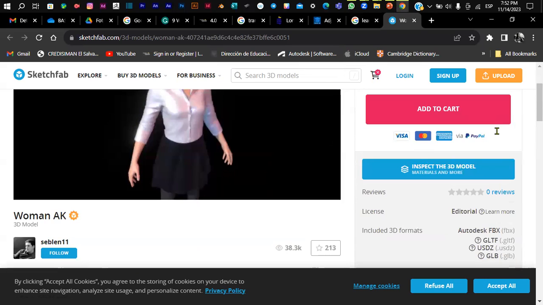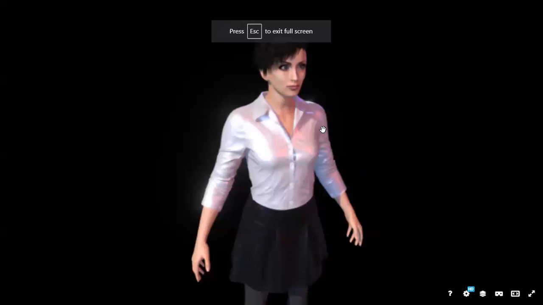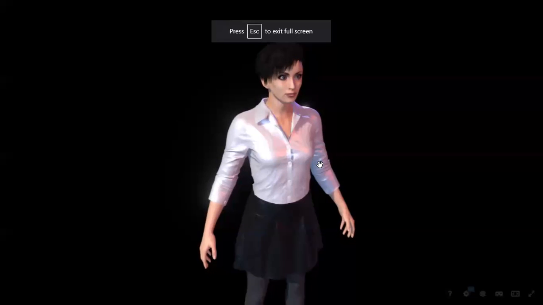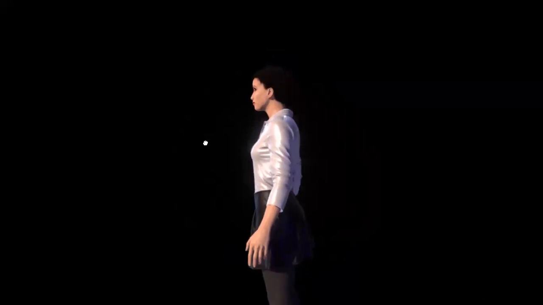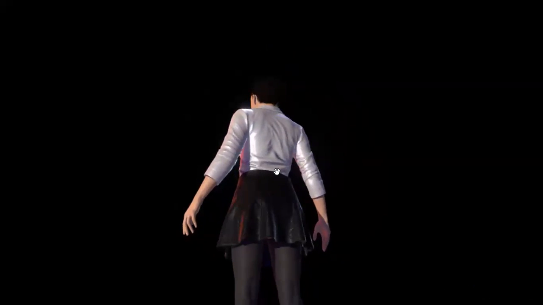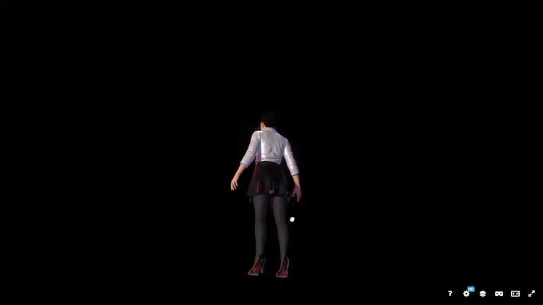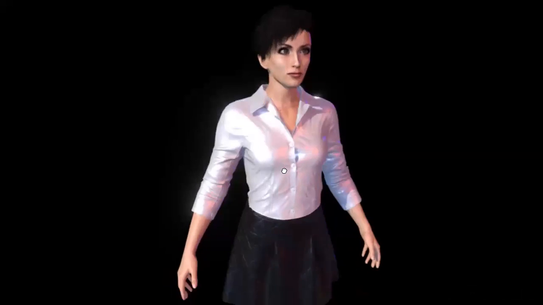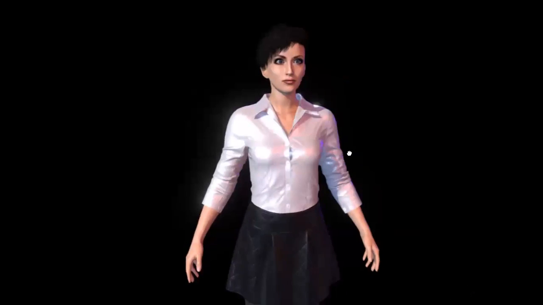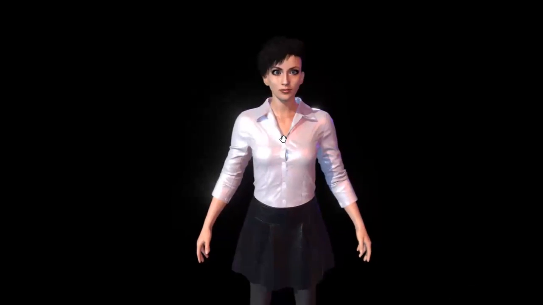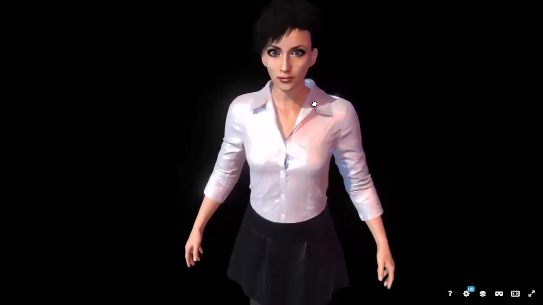Check. You have the first 3D model. Check. This is a 3D model. Can you describe this model in the appearance? Okay, let's begin with the hair. Begin with the hair, please.